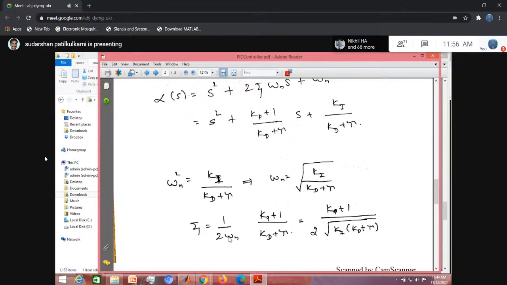I want you to use your pen and paper and do these derivations. These are very important. So substitute for omega n. Omega n is square root of ki divided by kd plus tau. So obtain the expression for omega n and zeta.